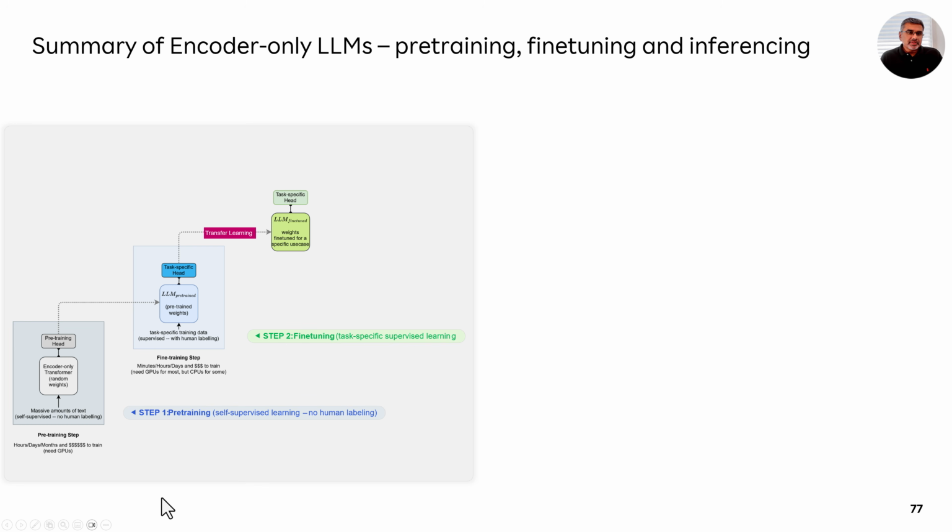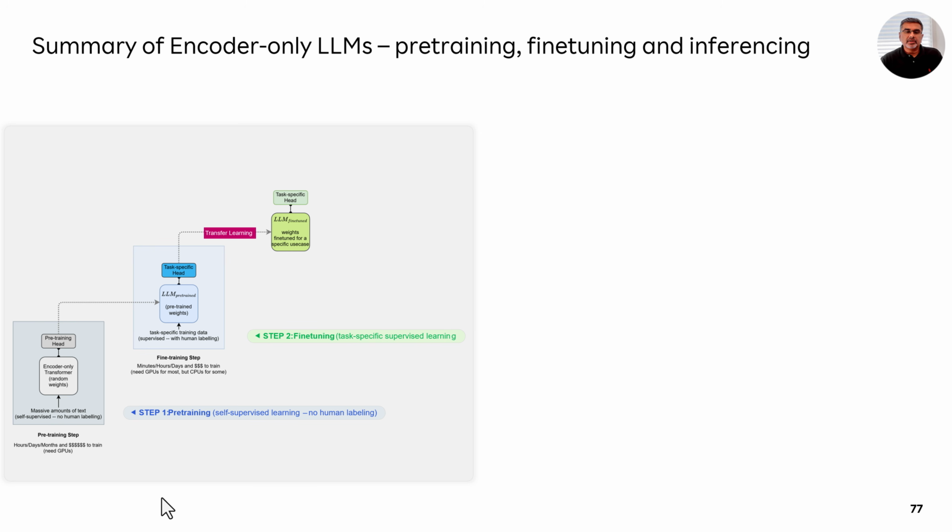The first thing I showed you is that an encoder-only large language model, the way you would build that, is think about it like two steps. Step one is that you would pre-train it using self-supervised learning, which means you don't use any human labeling. You download as much text as possible from all over the places that you can get, for example, the entire internet, web crawl, and so on. You pass it to your encoder-only LLM and you pre-train it.